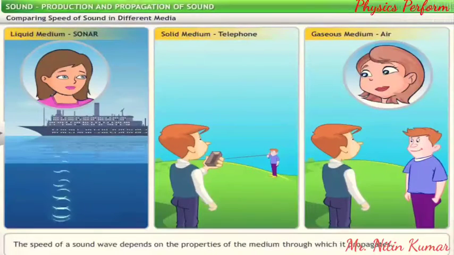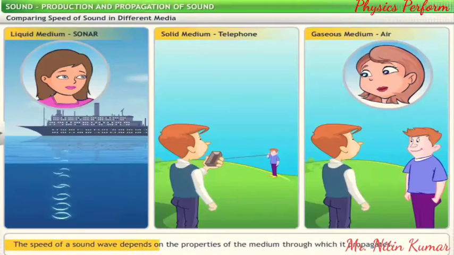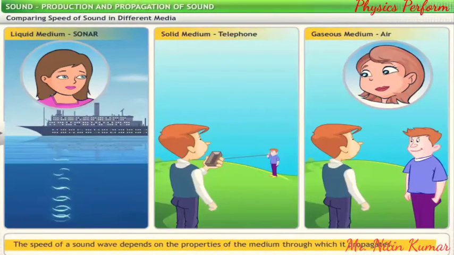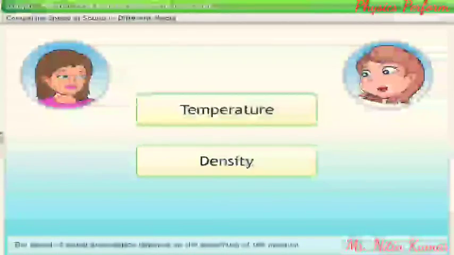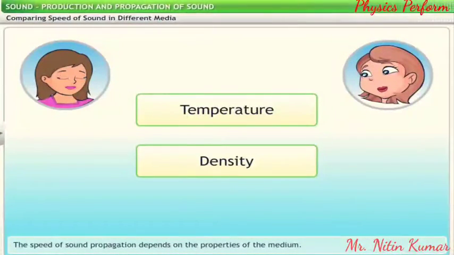What about the speed of sound in a medium other than air? Well, that differs from medium to medium. The speed of sound depends on the properties of the medium through which it propagates. The important properties that affect the speed of sound are the temperature and the density of the medium.